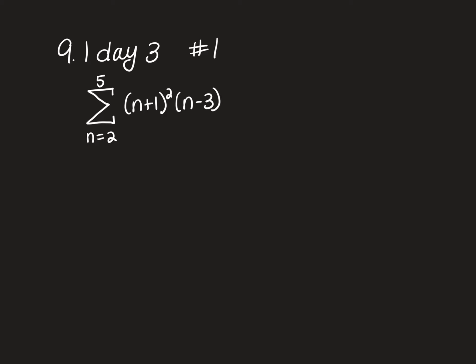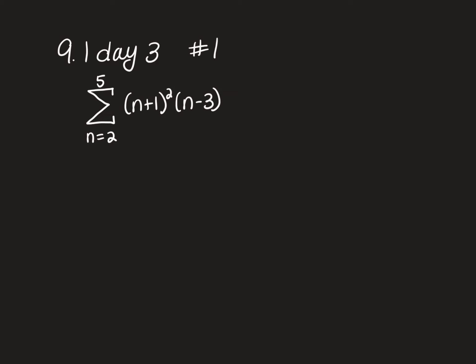All right, let's talk through this one. So you have a sum. That is, remember what this little symbol means. It's the sum of the numbers in this sequence that starts at 2 and ends at 5. All right, so we have to calculate those terms.